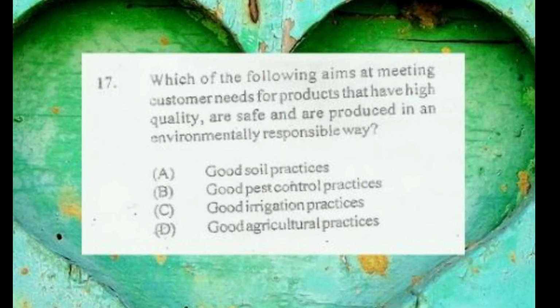Number 17. Which of the following aims at meeting customers' needs for products that have high quality, are safe, and are produced in an environmentally responsible way? A. Good soil practices, B. Good pest control practices, C. Good irrigation practices, and D. Good agricultural practices. Now the answer is good agricultural practices. So the good agricultural practices are all those practices that are environmentally, socially, and economically sound, that are practiced to get good quality products.